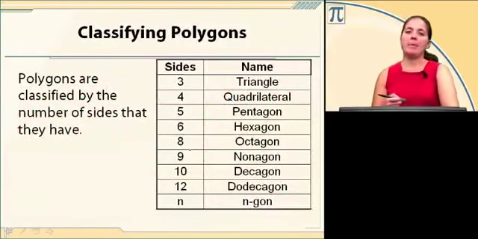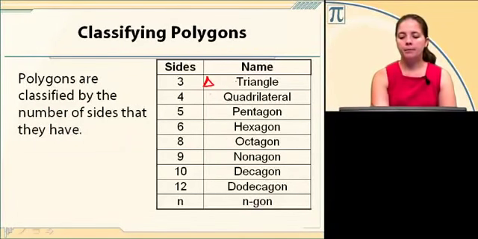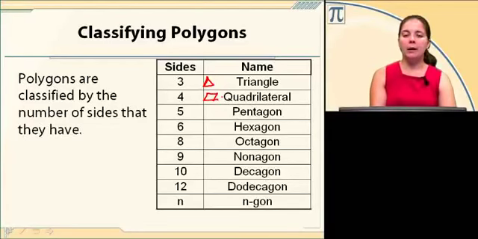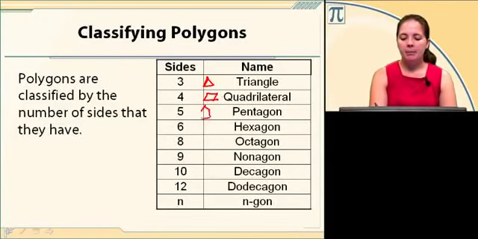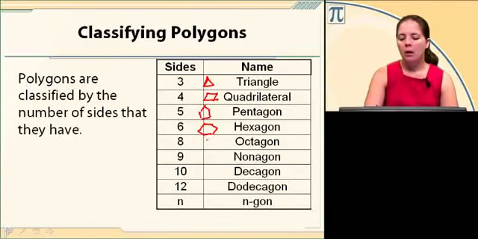That's how we classify polygons, by the number of sides they have. 3 sides, triangle. 4 sides, quadrilateral. 5 sides, pentagon. 6 sides is a hexagon, that's what we just had. 8 sides, octagon. The most common octagon that you would see would be a stop sign.